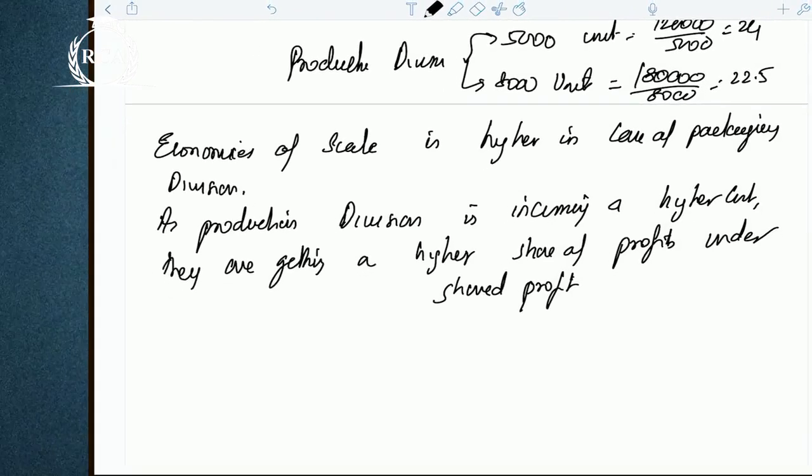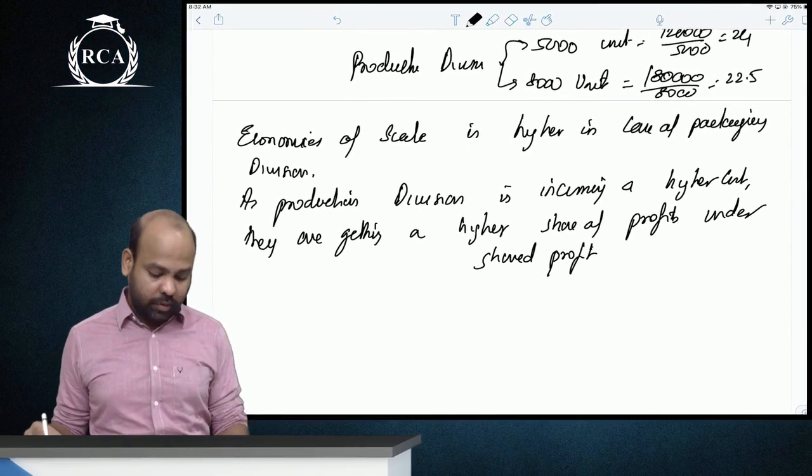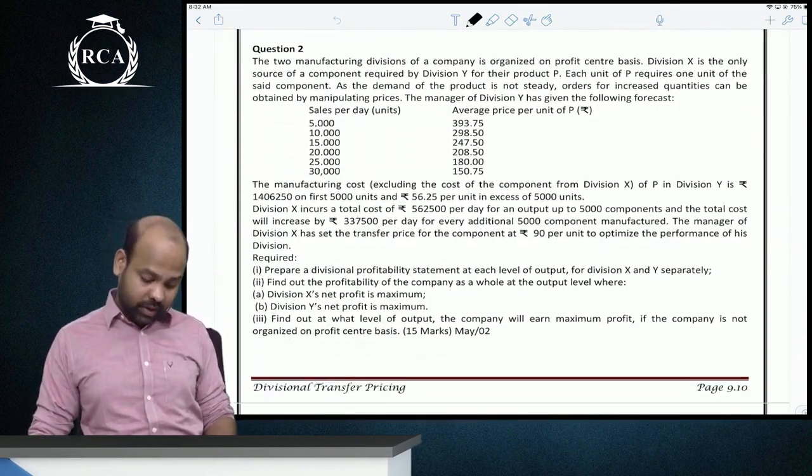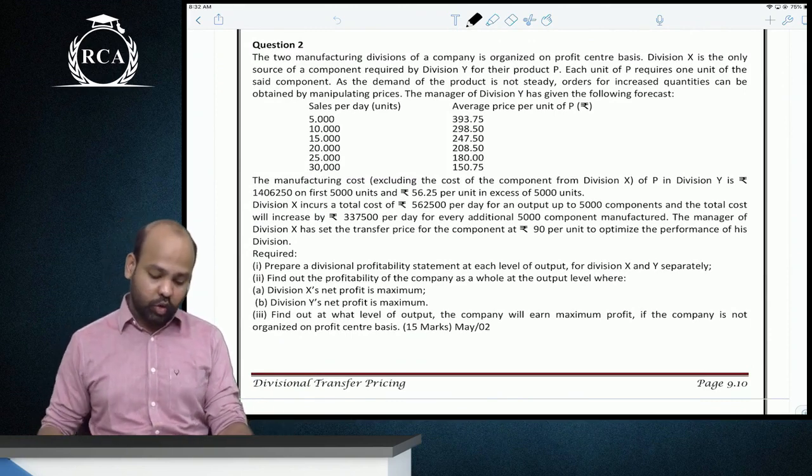Chalo, I hope you're all done with this. Now let us proceed to the next question. Question number 2, we will solve question number 2 now.